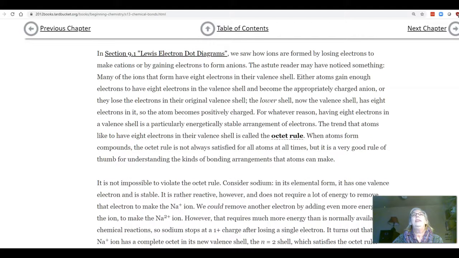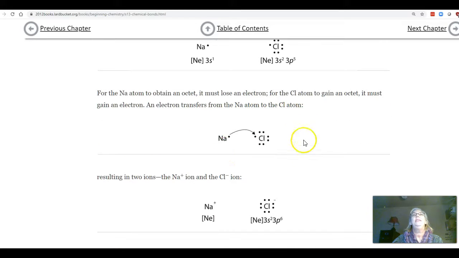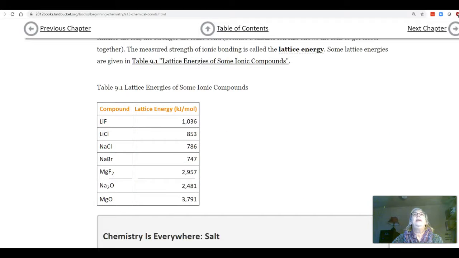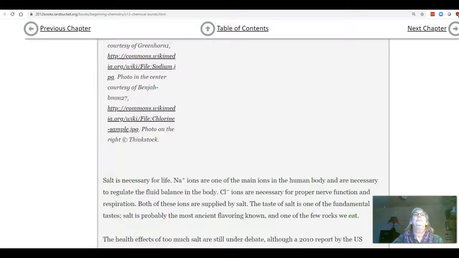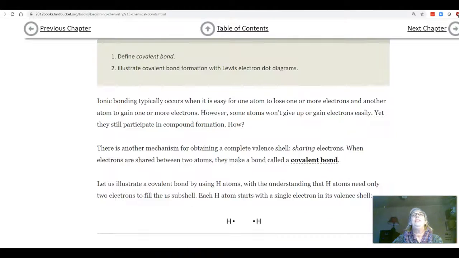So read through that. Understand the octet rule, very important. Most elements follow that octet rule when they bond. These types of drawings are what we need to be able to draw ourselves. So understand this part. And that movement has energy associated with it, so that's called the lattice energy. And here's some practice problems, so try those out so you get the idea.